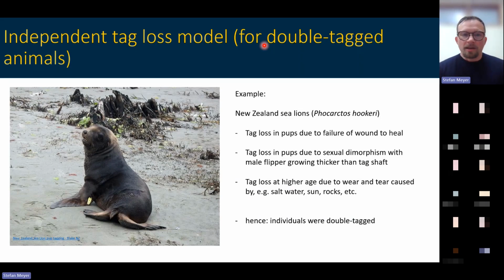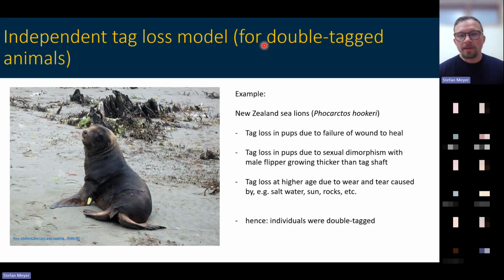And New Zealand sea lions were known to lose their tags, and for several reasons. For example, in pups, sometimes the wound would fail to heal, and that can result in tags being lost in young animals. Then also, male New Zealand sea lions are significantly larger than female sea lions, and their flippers are thicker. Due to that difference, the thickness of that flipper is thicker than the tag shaft, and that can lead to higher tag loss rates in male New Zealand sea lions as they grow.